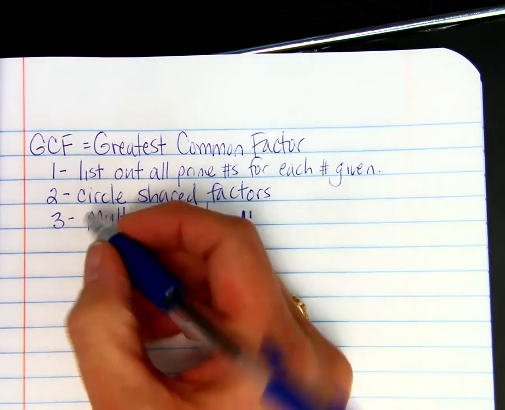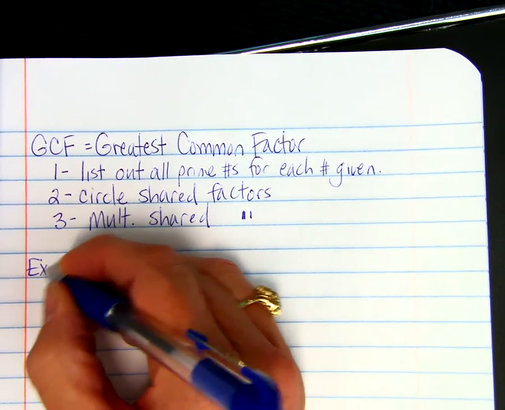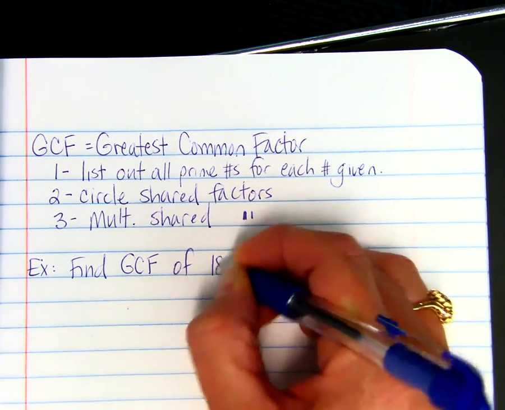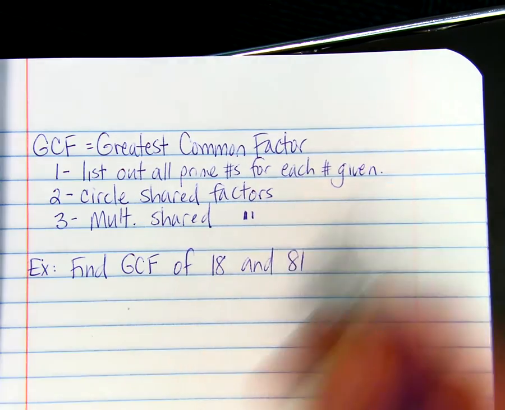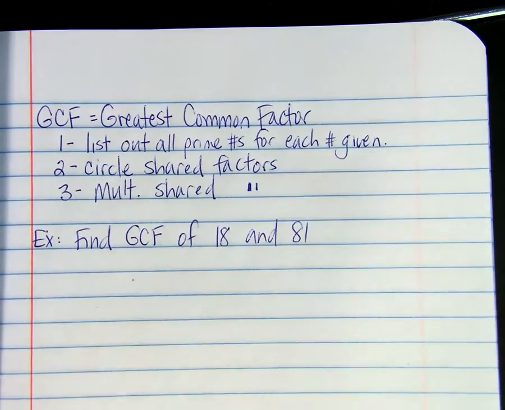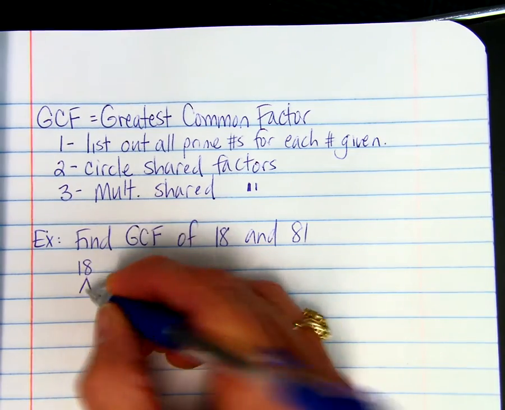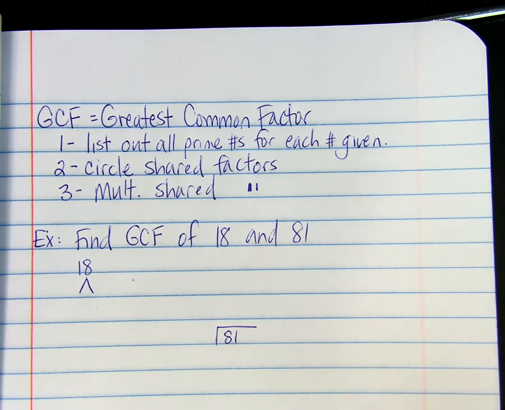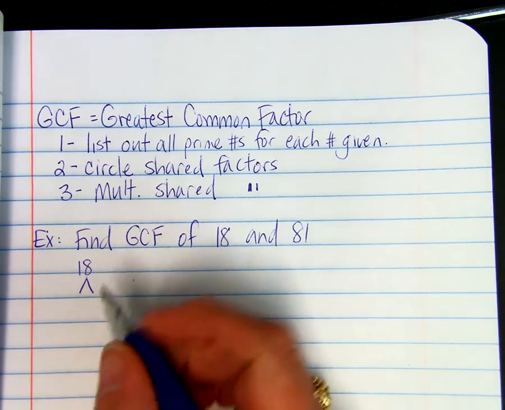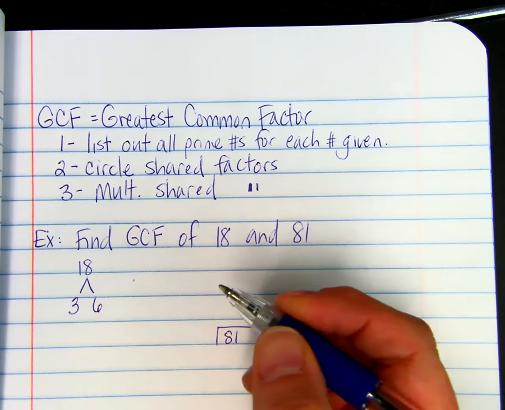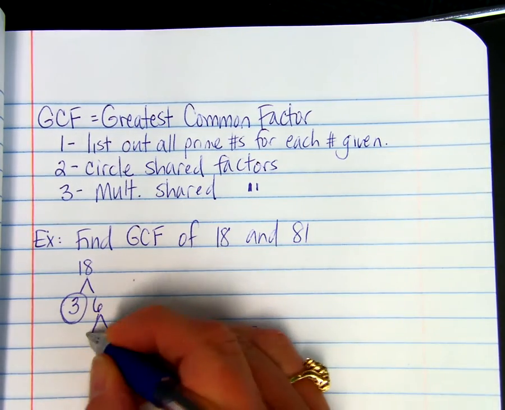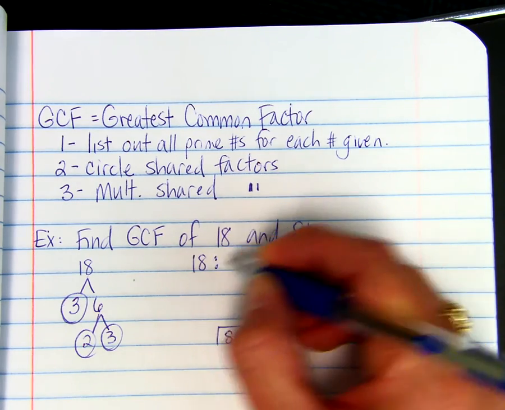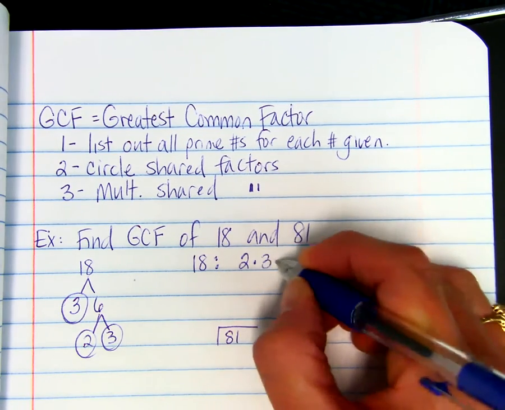Okay, so find the GCF, or the greatest common factor, of 18 and 81. So I'm going to do the factor tree for 18, and we'll do division by primes for 81. So 18 is 3 times 6. 3 is prime, so I'll circle it. 6 can be written as 2 times 3. So right now we have 18 equals 2 times 3 times 3.